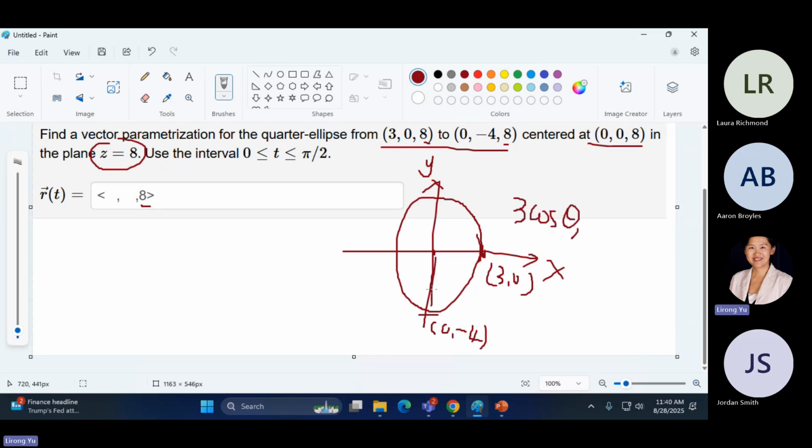And then the y radius is 4, so we have 4 sine theta. This will be a vector representing the ellipse you see in that image. We'll guarantee that the x radius is 3 and the y radius is 4. Are we okay? Now what we do next is put in our formula, but in the question we wish to have t instead of theta. So we will have 3 cosine t, 4 sin t as our answer.